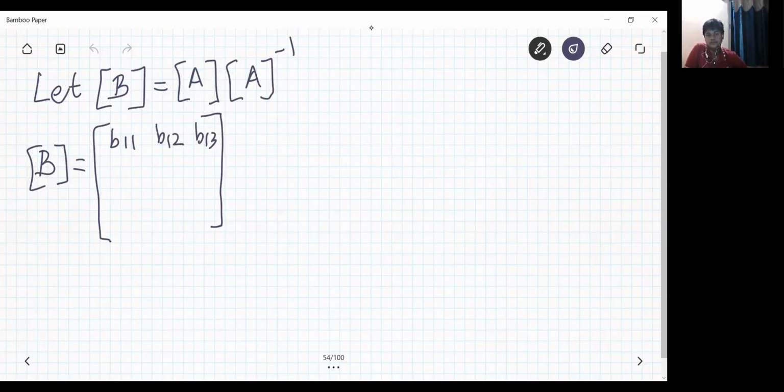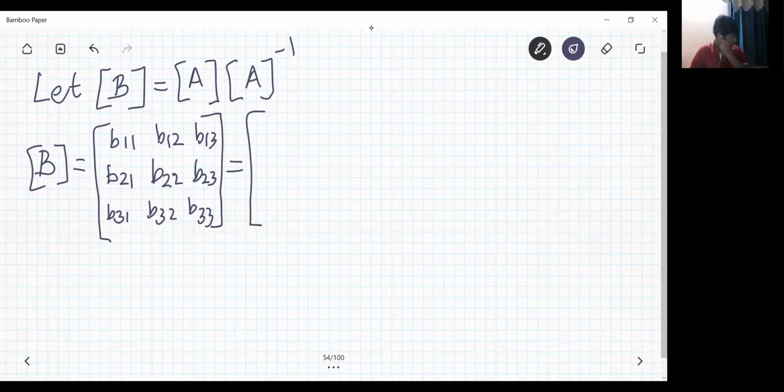So it is B21, B22, B23, B31, B32, B33. So A is the given matrix and A inverse is what you have found.